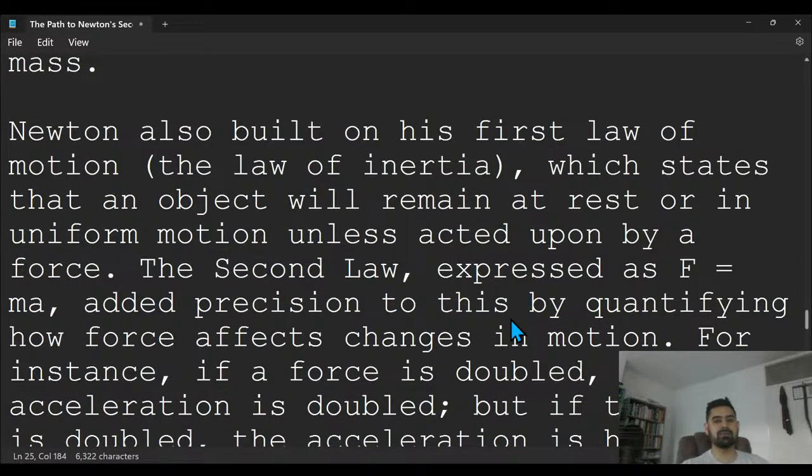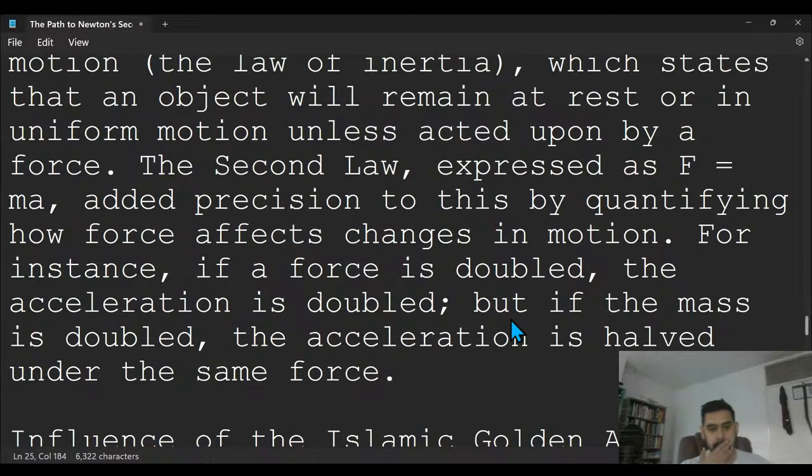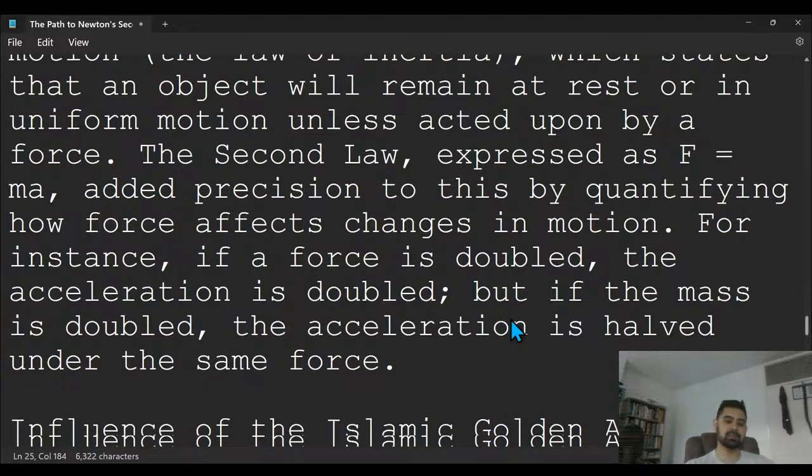Newton also built on his first law of motion, the law of inertia, which states that an object will remain at rest or in uniform motion unless acted upon by a force. The second law, expressed as F equals ma, added precision to this by quantifying how force affects changes in motion. For instance, if a force is doubled, the acceleration is doubled, but if the mass is doubled, the acceleration is halved under the same force.